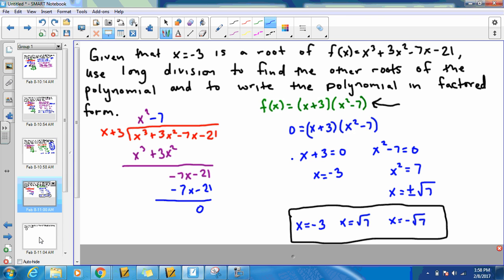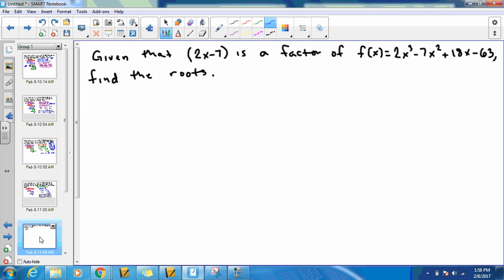Alright, let's try another problem. Given that 2x minus 7 is a factor of f of x equals 2x cubed minus 7x squared plus 18x minus 63, find the roots. Okay, so let's divide. So the directions change just a little bit, but nothing that we're going to do is really going to change.